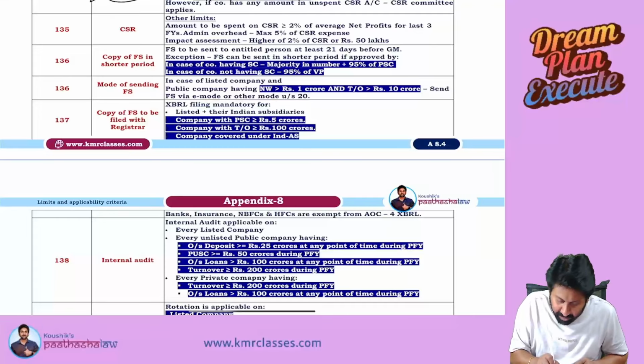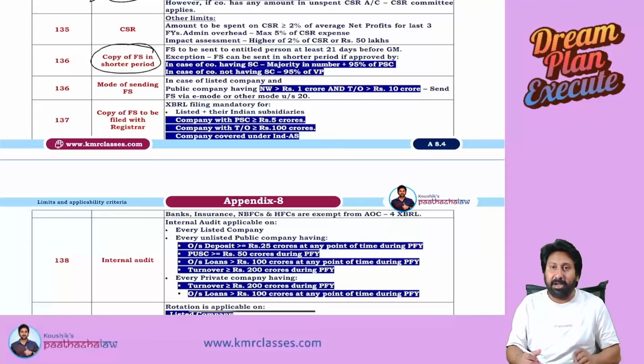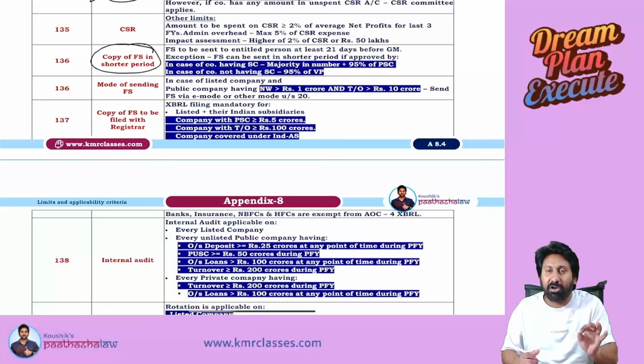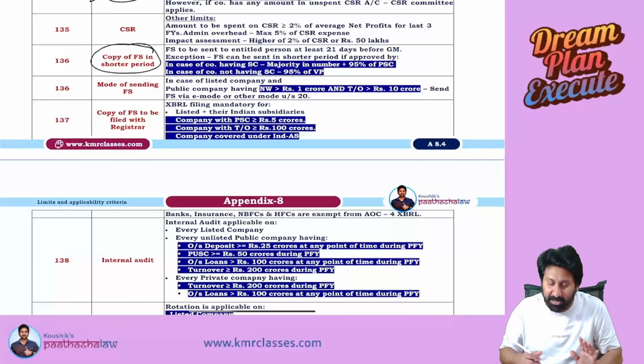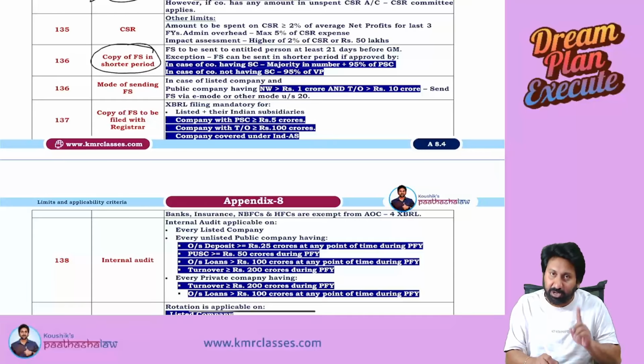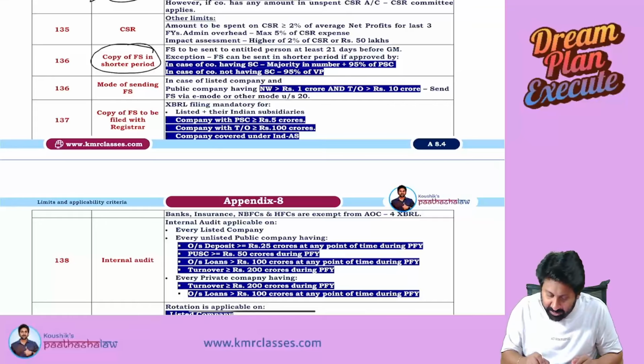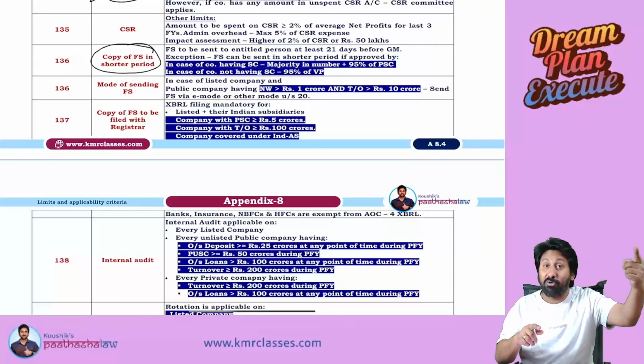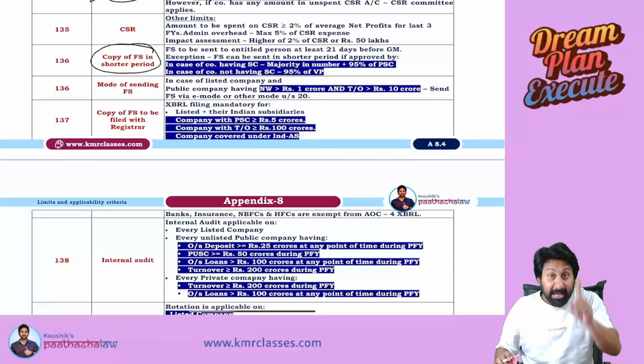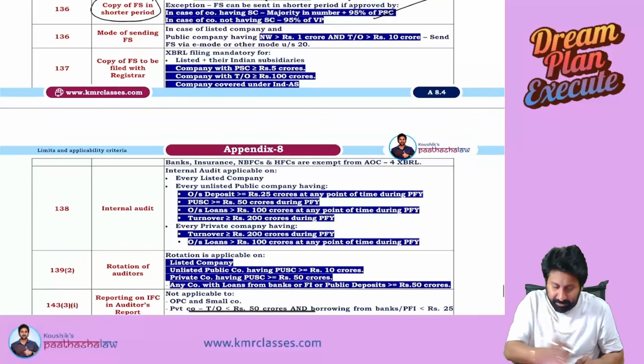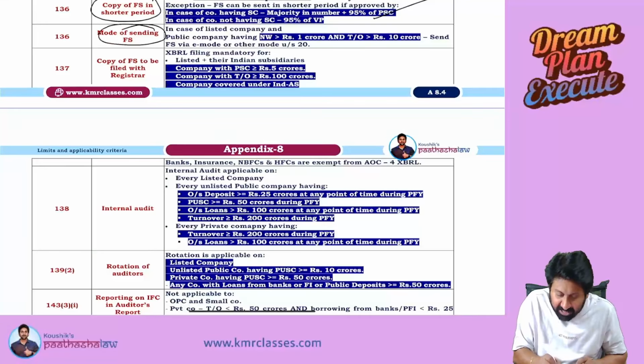So next one, copy of financial statements in a shorter period. Normally, financial statements should be circulated to the members not less than 21 days before the meeting. However, in some cases, you can give shorter than 21 days. In that case, what we read for EGM, shorter notice, that only will apply. Remember, for EGM what we read? Dual majority holding not less than 95%. That only will apply.